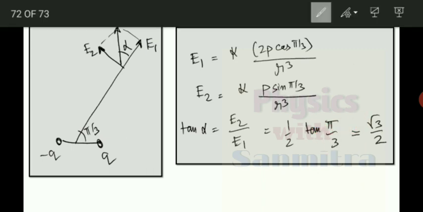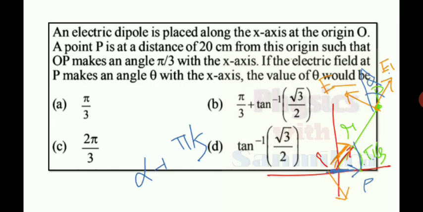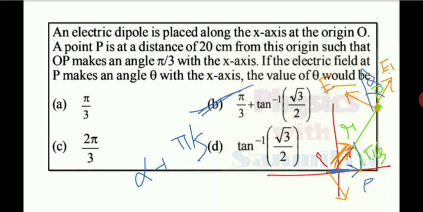So alpha is equal to tan inverse of root 3 by 2, and this will be my alpha and pi by 3. So alpha plus pi by 3 is pi by 3 plus tan inverse of root 3 by 2. So my option is option B.